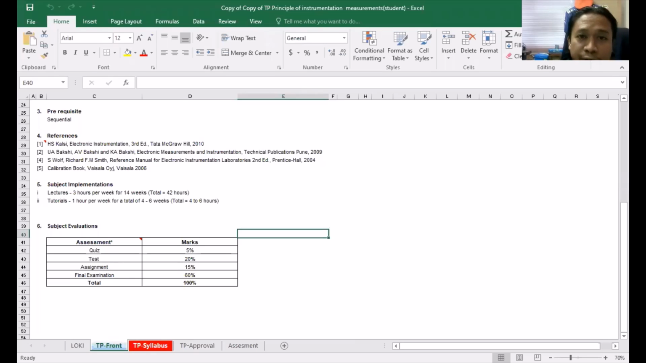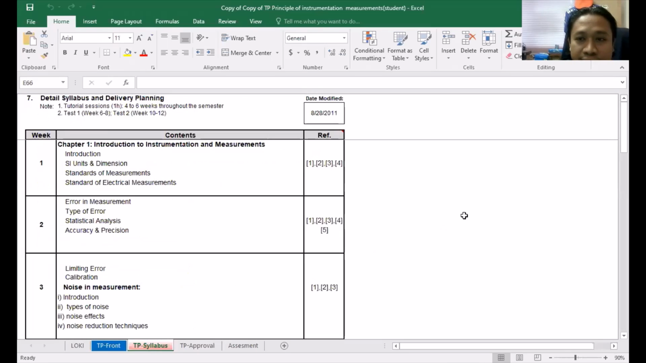Next we go to the syllabus, the content for this subject. You can see the slide here. For chapter 1, it is the introduction to instruments and measurements. In chapter 1 we also use the SI units, the International System of Units, the dimensions, the standard of measurement, and the standard of electrical measurements.